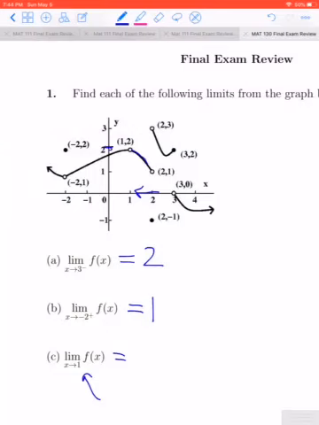So the limit from the left and from the right both exist and are equal to 2. Therefore, the limit in general as x approaches 1 of f of x is going to be equal to 2.